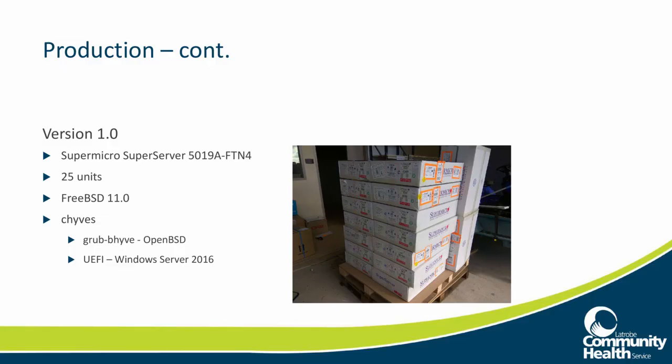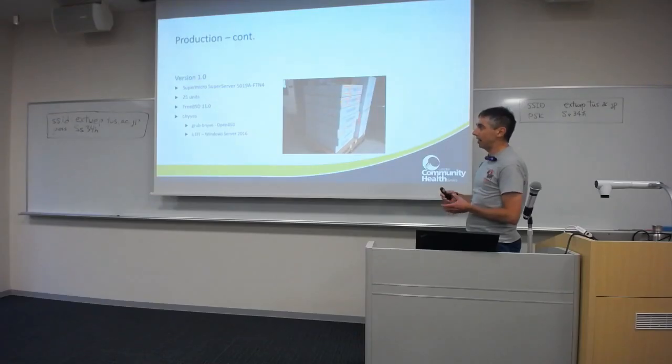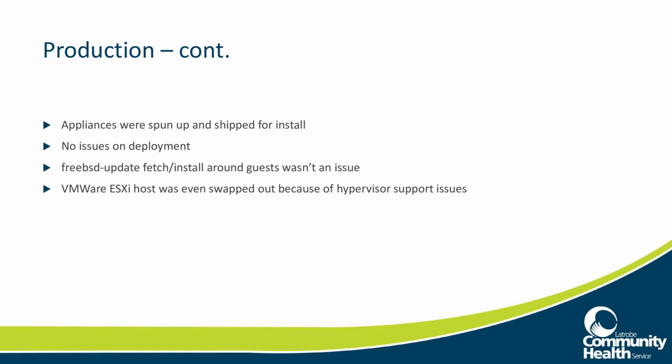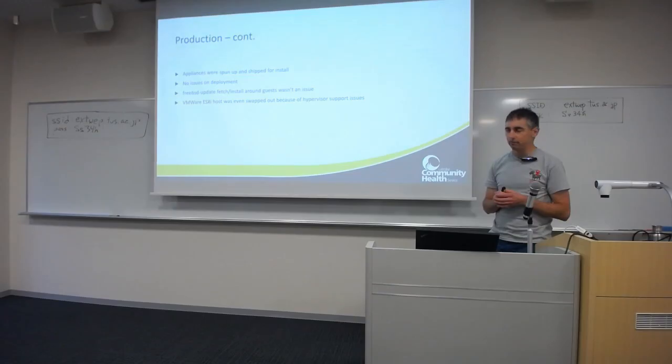So version 1 saw a pallet of 25 units turn up, the 5019A-FTN4 from Supermicro, which ran FreeBSD 11, and basically everything that came out of the concept got rolled in. So the appliances were spun up and shipped for install. Because we had to go fast, we had an outsourced contractor who would just go in and plug these things into the rack and set them up for us.